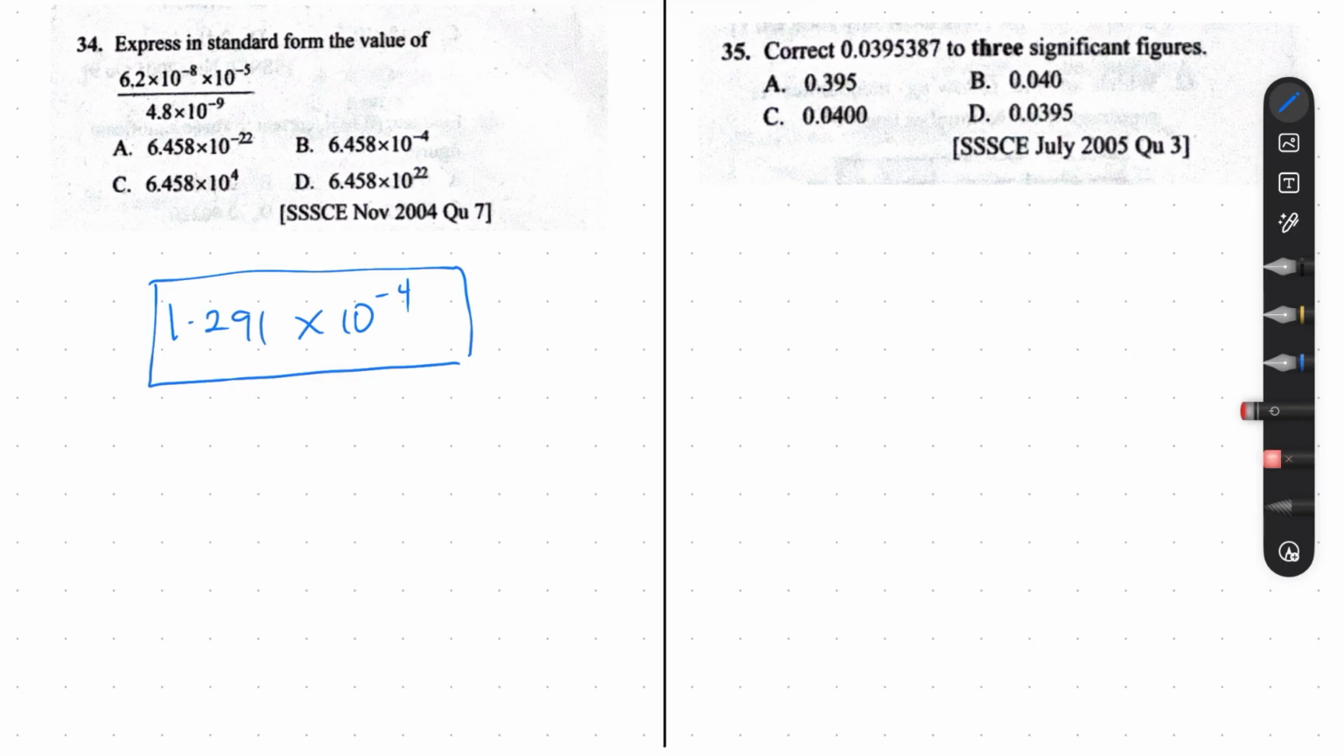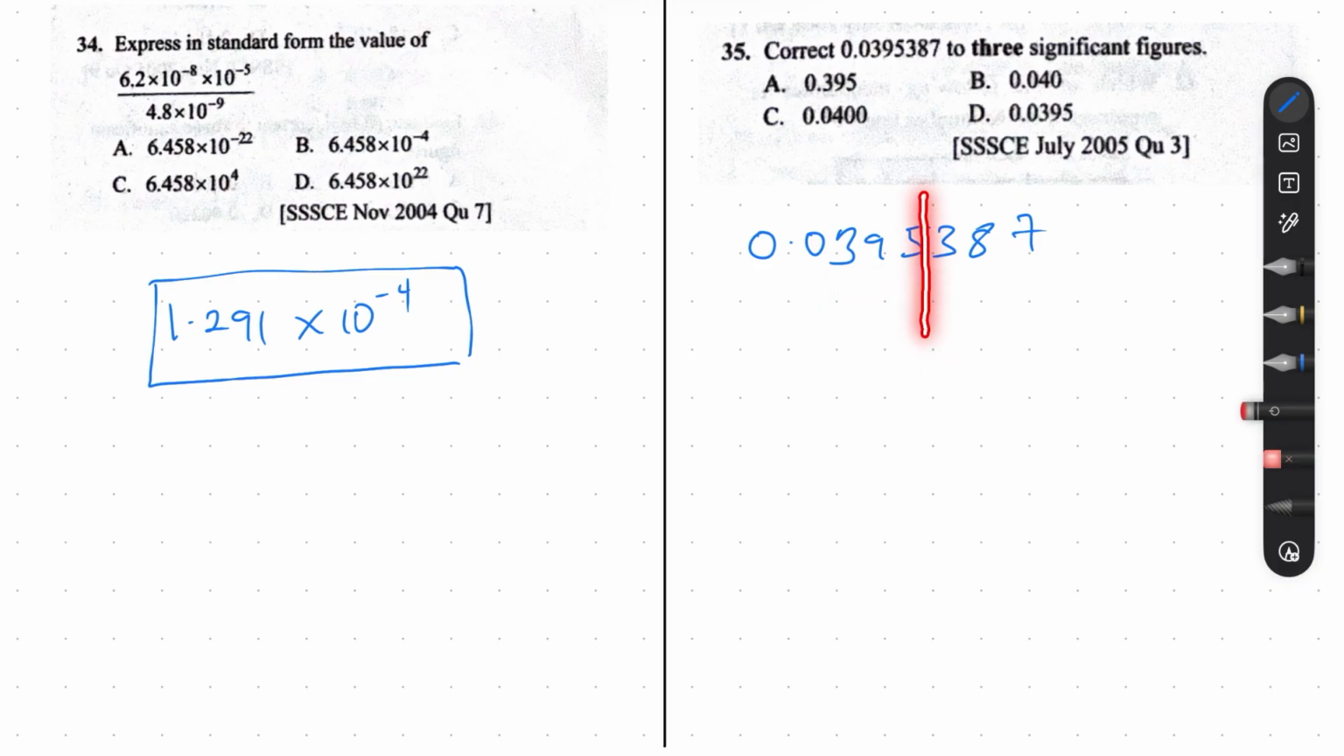It says correct 0.0395387 to 3 significant figures. Very easy, right? It starts counting from the first non-zero digit, which is 3, and it says 3 significant figures. So let's write that down: 0.0395387. Let's start counting. This is the first significant number, 1, 2, 3. So we stop here.